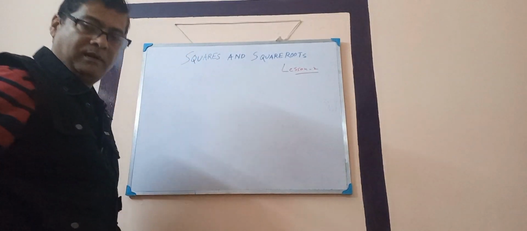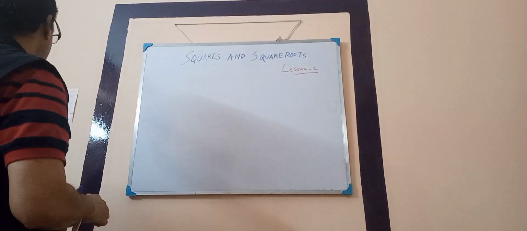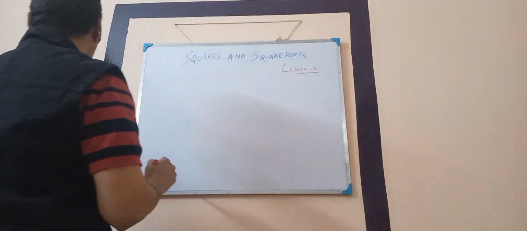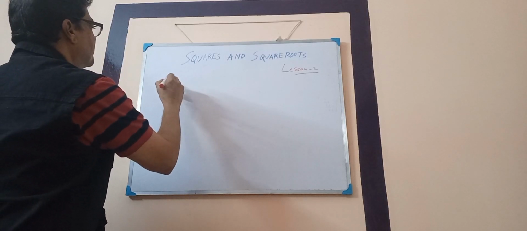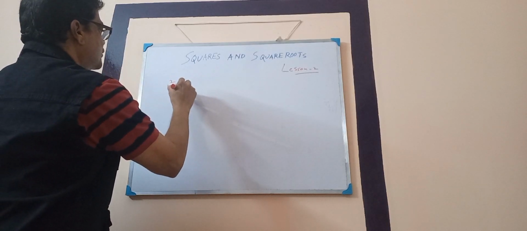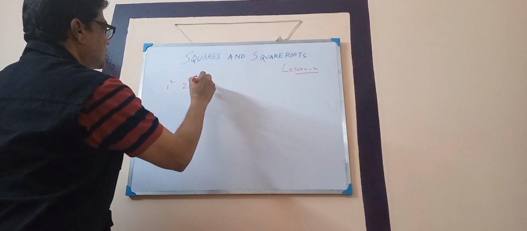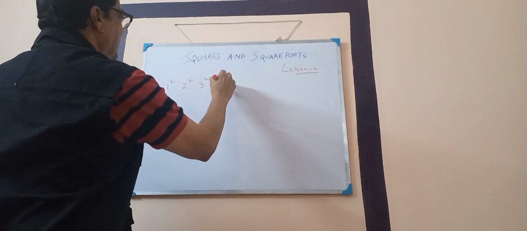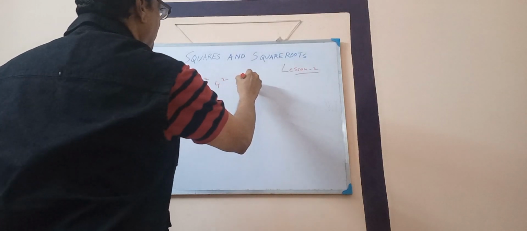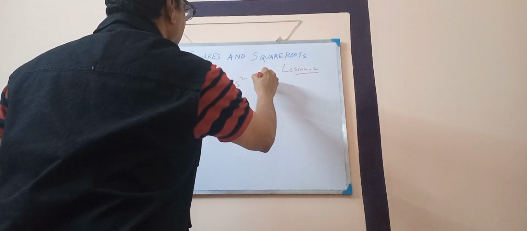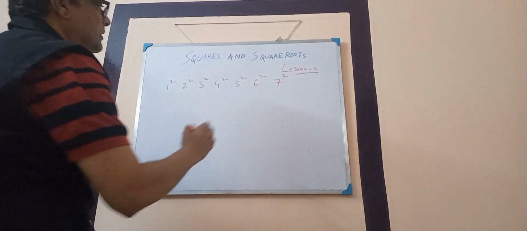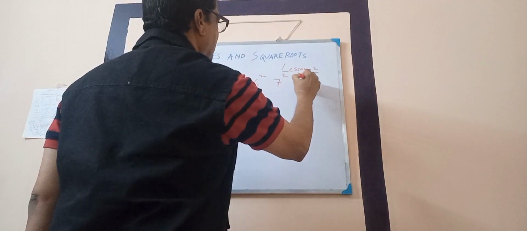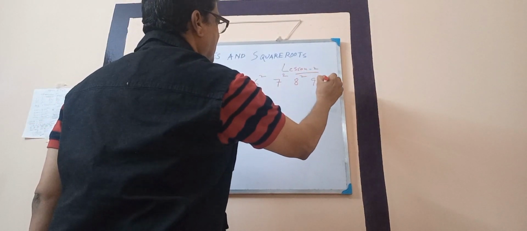Okay, let us do a new concept. Now what is that? Now 1 square, 2 square, 3 square, 4 square, 5 square, 6 square, 7 square, 8 square, 9 square and 10 square.